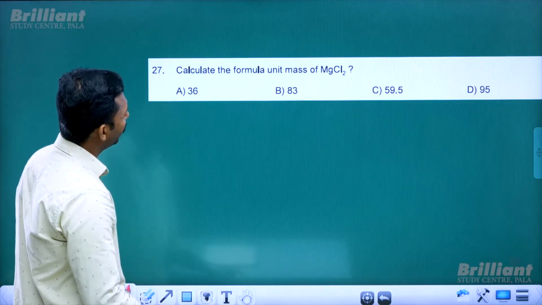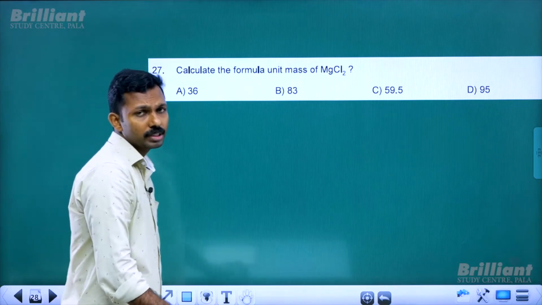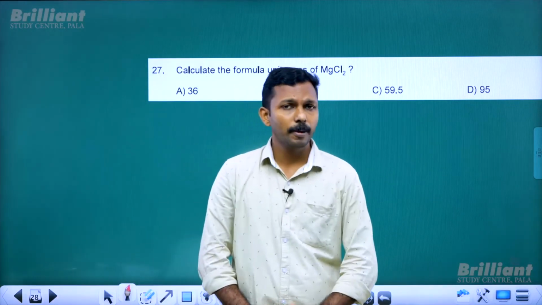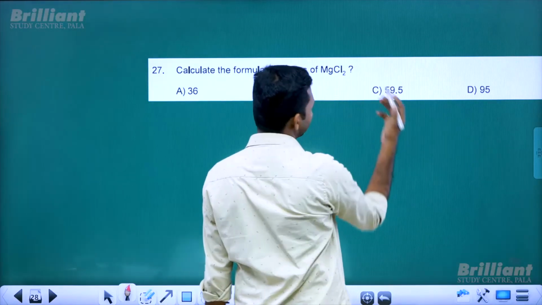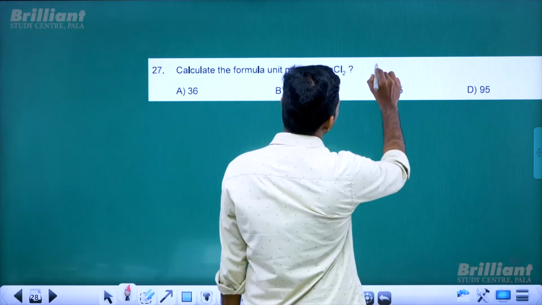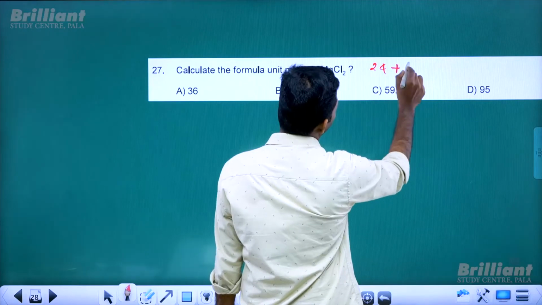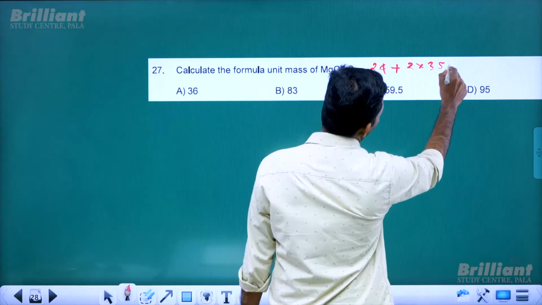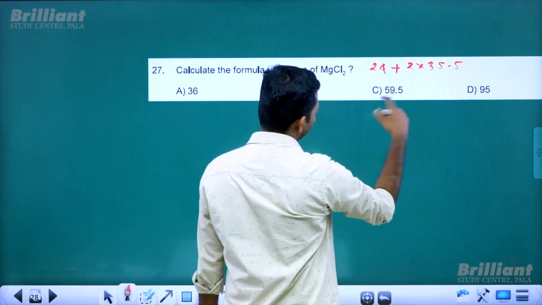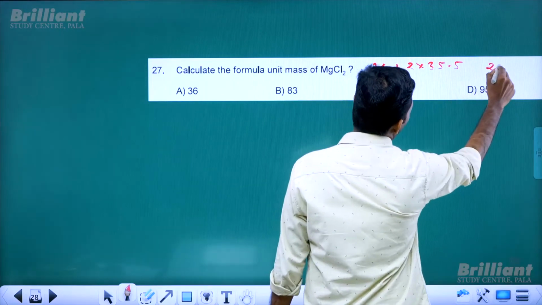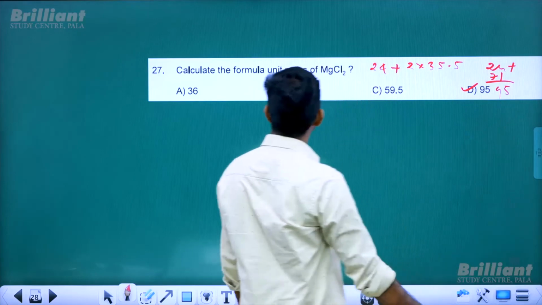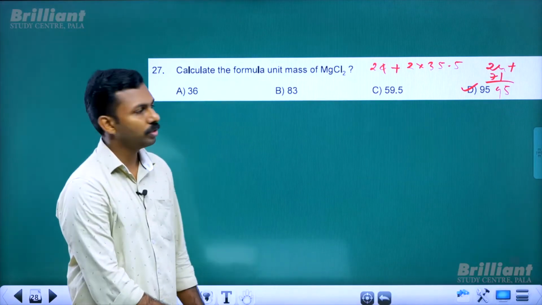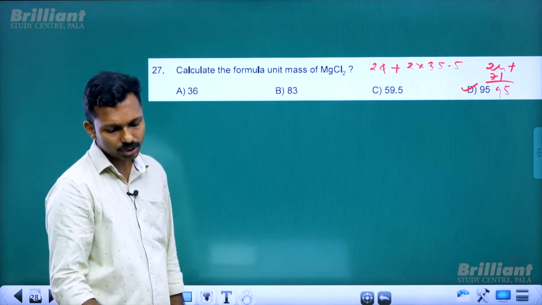Calculate the formula unit mass of magnesium chloride. Formula unit mass, we know that it is used for ionic compounds, right? So here it is MgCl2. Mg2+ and Cl- ions are there. Magnesium is having 24 plus chlorine 2 into 35.5. That is equal to 24 plus 71, that is 95. So answer option is D. So answer option of 27th question is D, right?